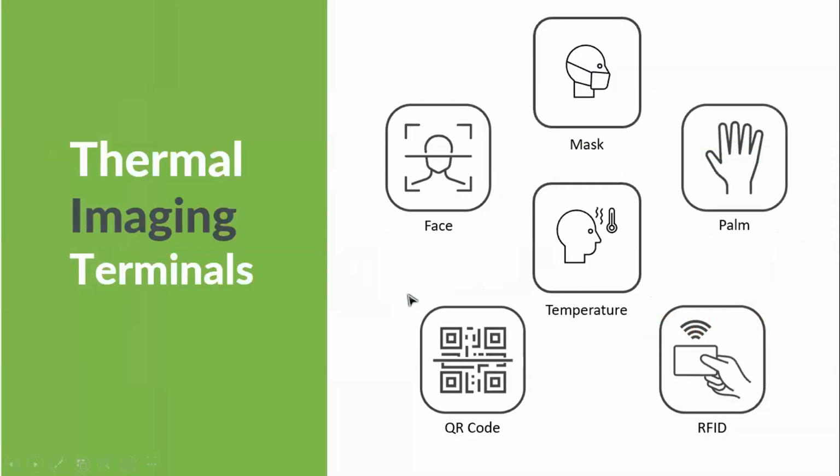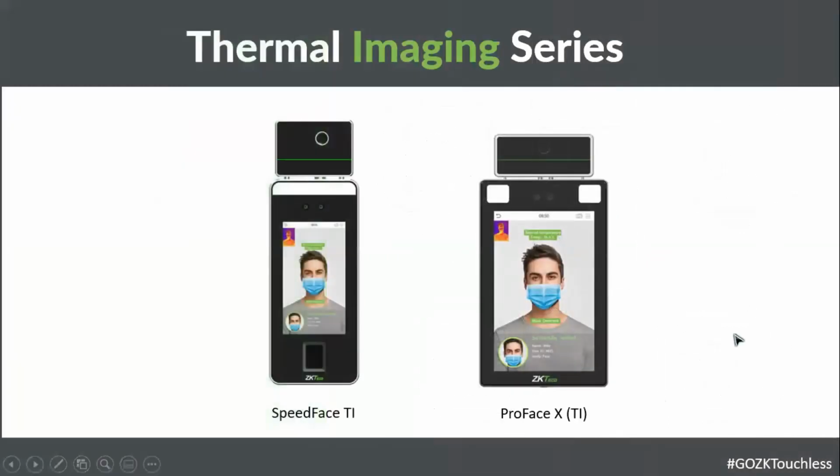Then we'll be looking at the thermal imaging terminals, which are the SpeedFace TI and the ProFace TI. As you can see, they support mask detection. You can use the face, the palm, and it can also determine the temperature. You can use the QR code or the RFID. These are the readers that I did specify before. As you can see, this one also has a fingerprint, but the ProFace doesn't support the fingerprint. That's the only difference, and also the capacity.